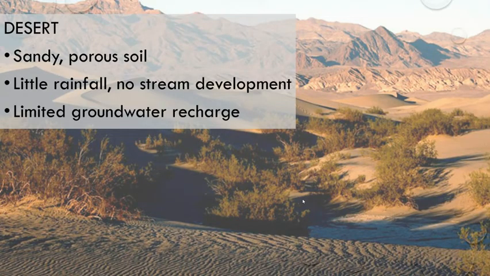Desert watersheds, the soil is fairly porous and sandy. There isn't much rainfall anyway, and so there's very little stream development because what water happens tends to infiltrate quickly. However, the lack of rainfall limits the amount of groundwater recharge.